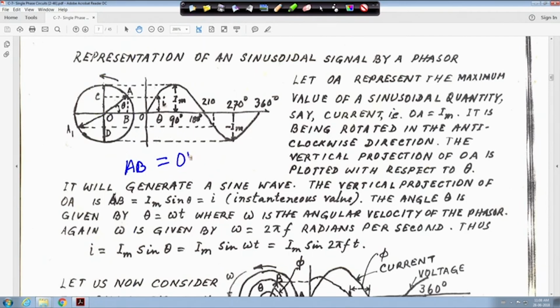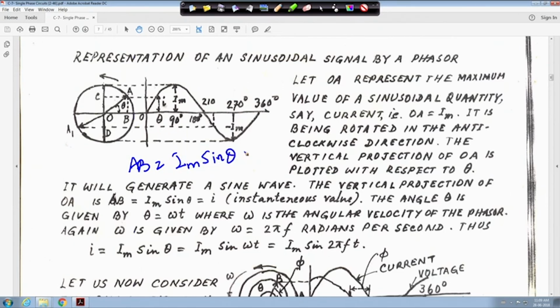AB, the vertical projection, is equal to OA sin theta. OA is the maximum value of a sinusoidal quantity. For example, suppose OA is the current signal I, with maximum value Im, the peak value of the current. That means AB is equal to Im sin theta, where OA is Im. So my AB, the vertical projection, is equal to Im sin theta.